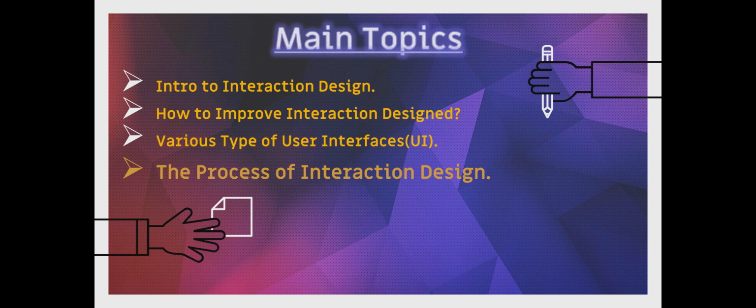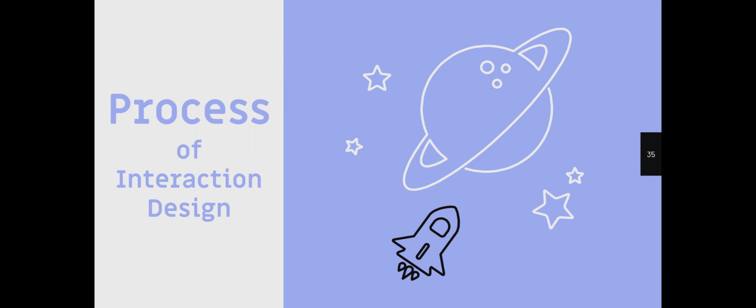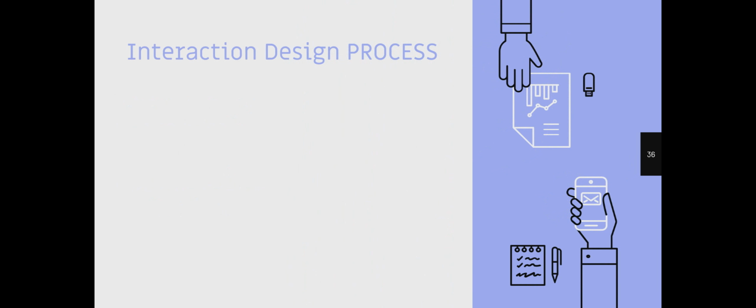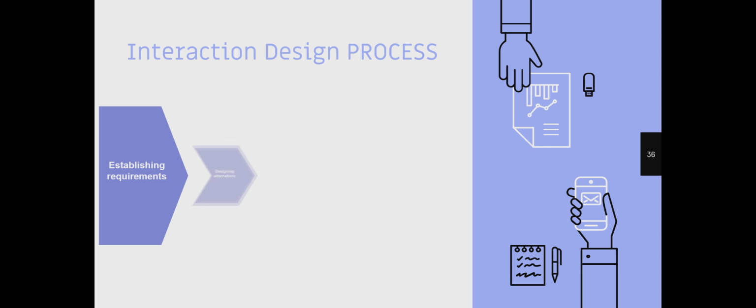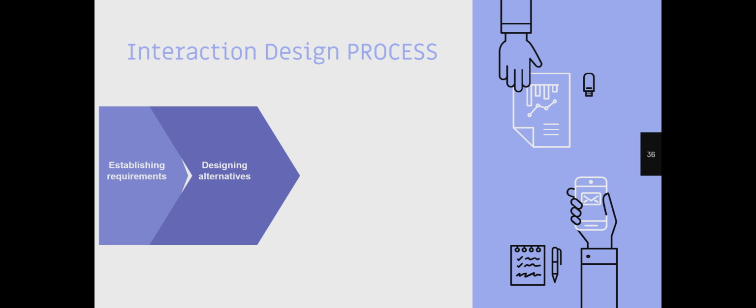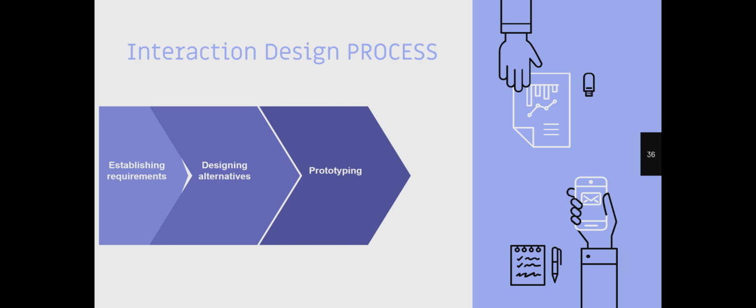We have finished the interaction design, the several techniques that can help us to improve the interaction design, and the various types of user interface that I have just mentioned. And now we are moving on to the process of interaction design. In order to make a good interaction product, we should follow the process of interaction design. These are the order: establishing requirements, designing alternatives, prototyping, and evaluating.